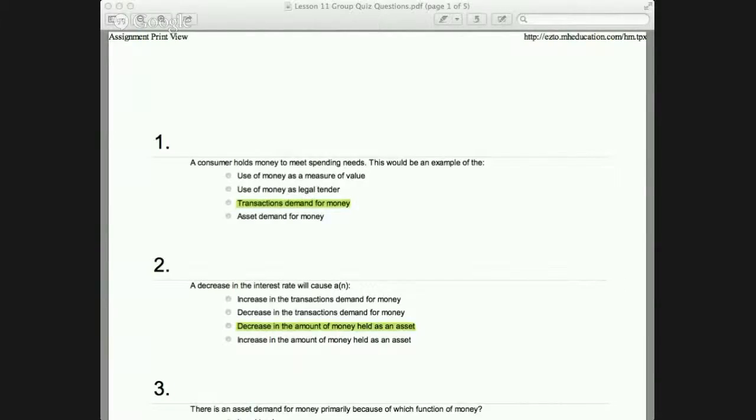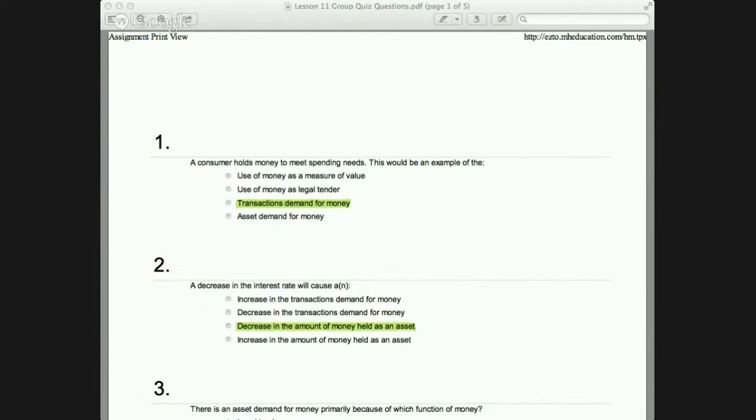All right. Number one, a consumer holds money to meet spending needs. I chose the third option, transactions demand for money. Yep, that's what I had. Number two, a decrease in the interest rate will cause... I chose the last one, an increase in the amount of money held as an asset.